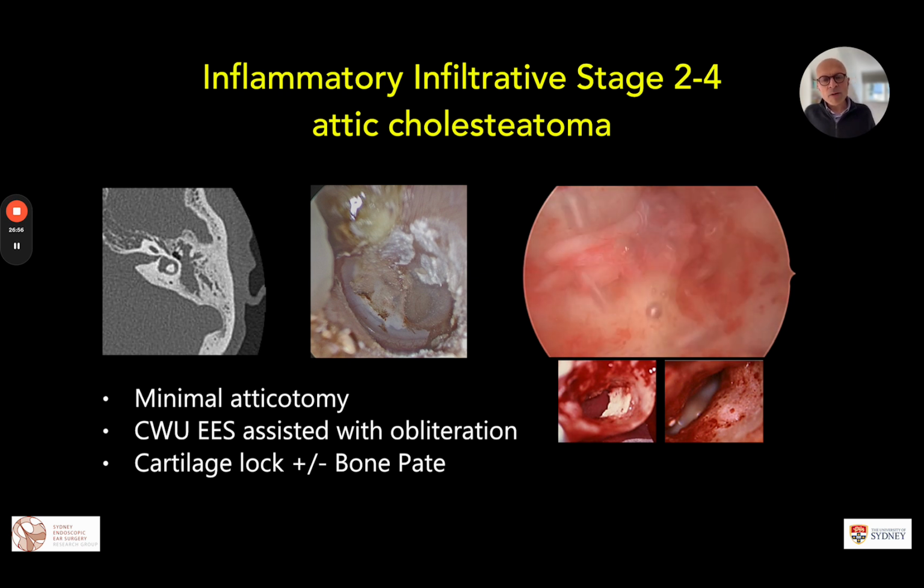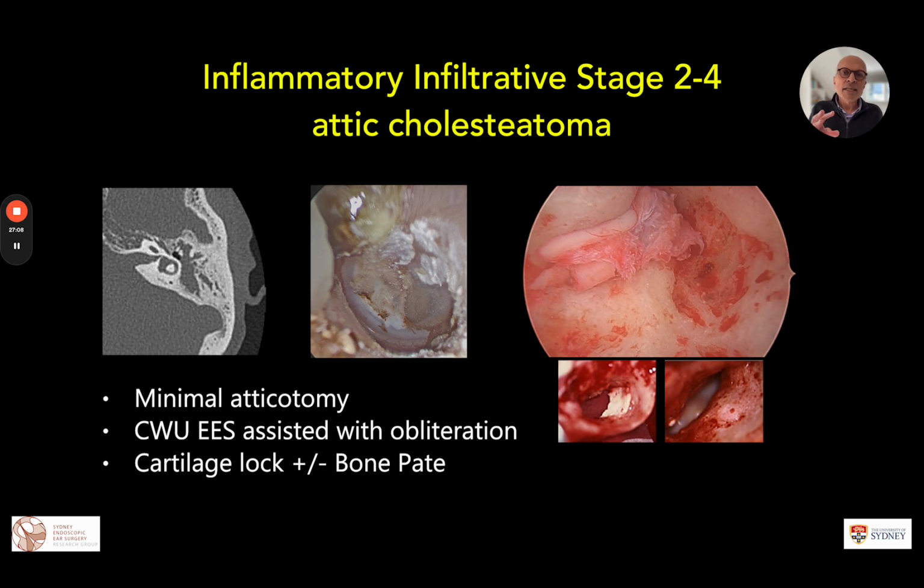So I hope that wasn't too arduous for you and you took a couple of messages away from that talk. It really was quite a useful tour through the data regarding attic reconstruction versus mastoid obliteration.